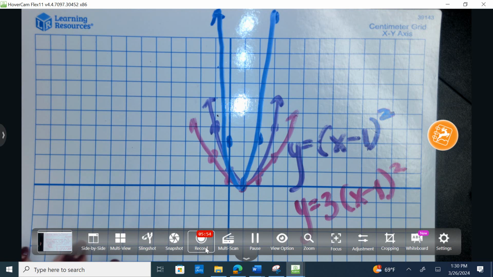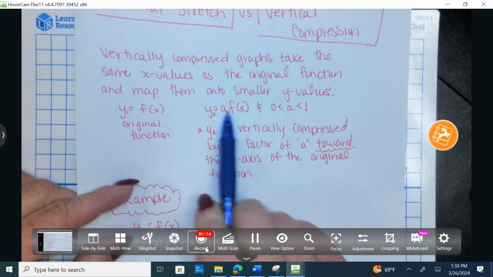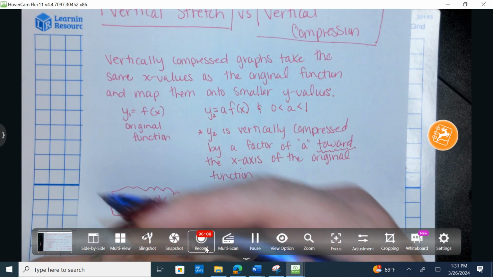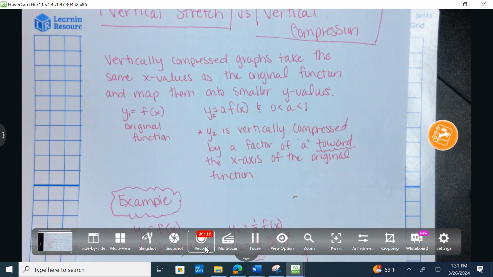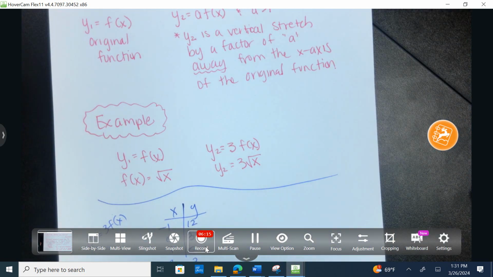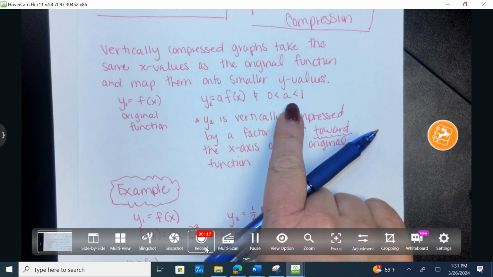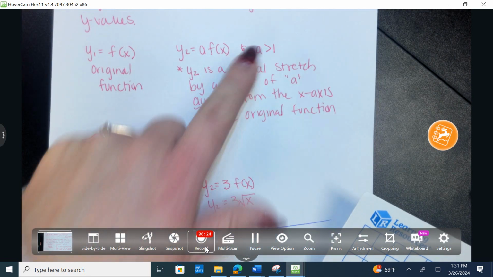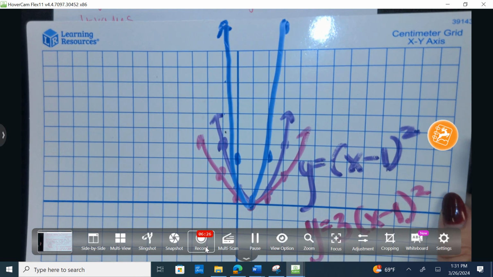And once again, how do we know whether it's a stretch or a compression? If the value in front is between 0 and 1, we say it is vertically compressed, so it's going to be pushed down towards the x-axis. We can see it pushed down. If it's vertically stretched, so a is greater than 1, it's going to be pulled further away from that x-axis.